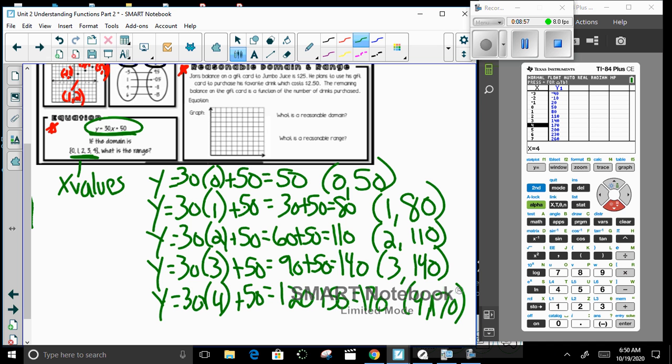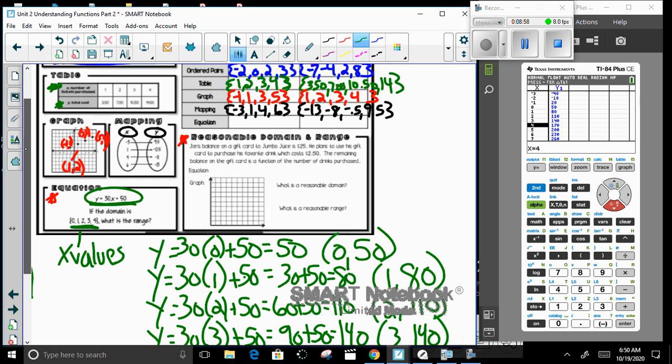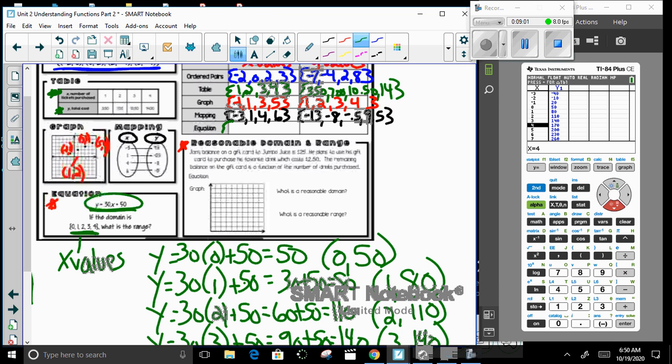So let's go ahead and write in for my equation. The domain is the values they gave me, my input values. So 0, 1, 2, 3, 4. And my range ended up being my output, or my y values, which I got 50, 80, 110, 140, and 170.